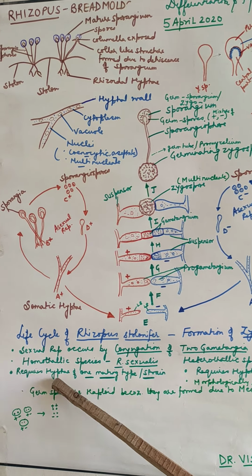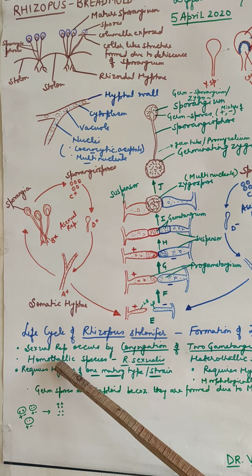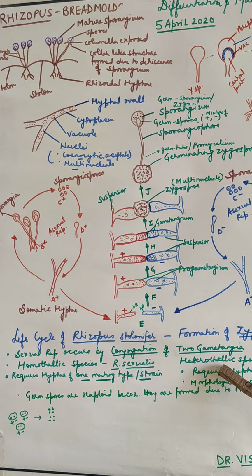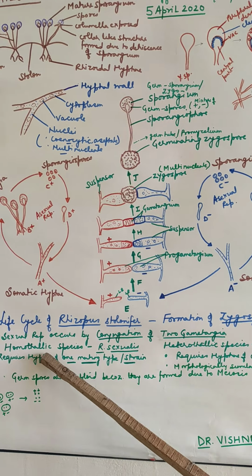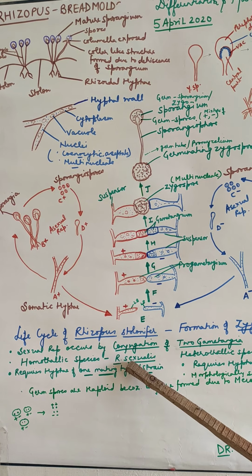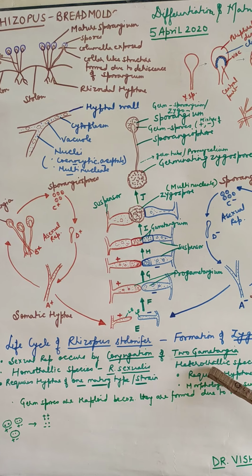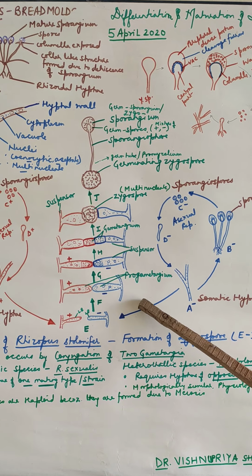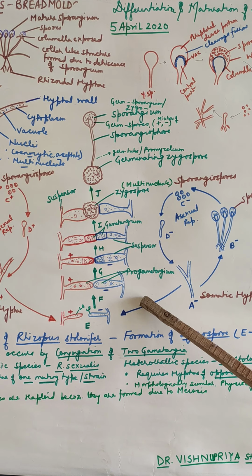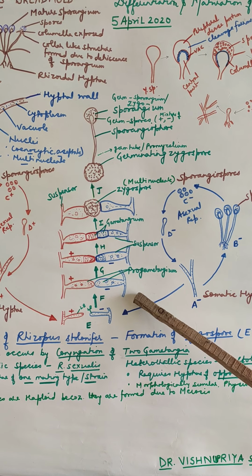Now there are two terms we will see over here. One is known as homothallic species and the other is known as heterothallic species. We have to understand those terms. In the case of homothallic species, one example is Rhizopus sexualis, and for heterothallic species, the example is Rhizopus stolonifer. We are discussing the life cycle of Rhizopus stolonifer, that means we are discussing a heterothallic species over here.